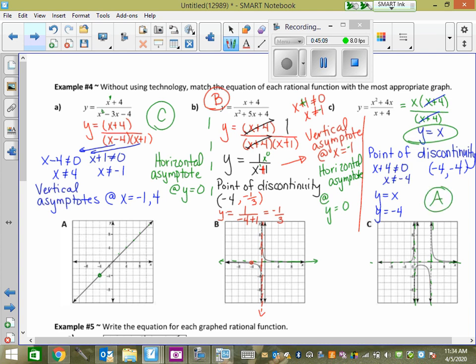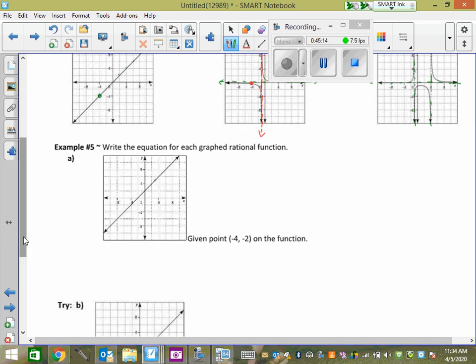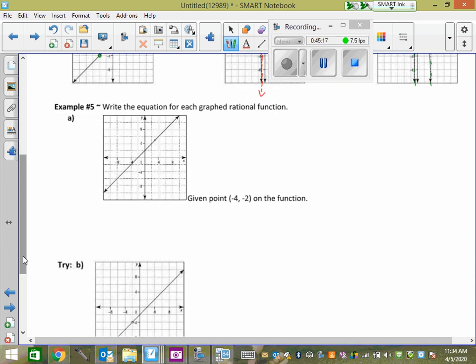I know this lesson is long, but it's a complicated one. I'm sorry. So the last thing we're going to do is write equations of graphs, okay?